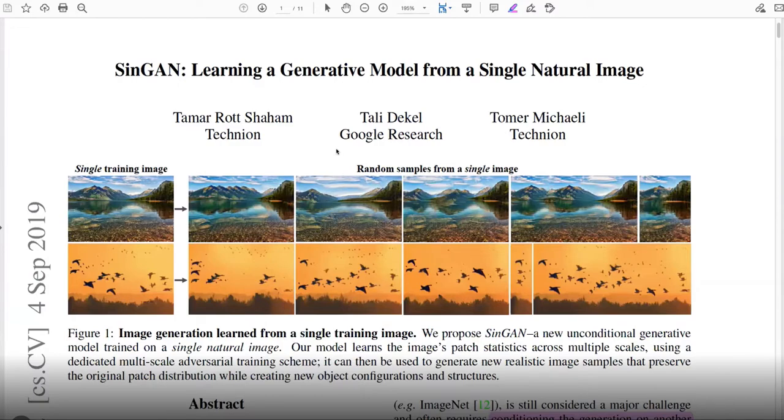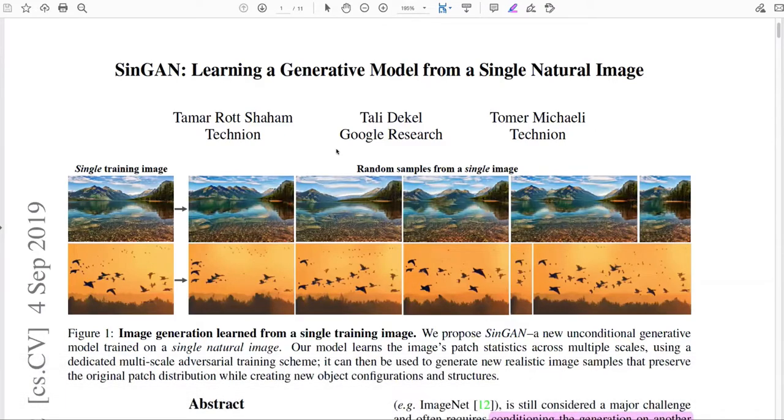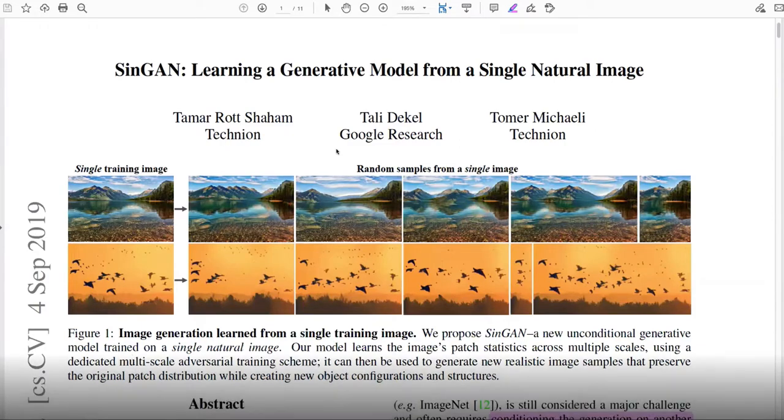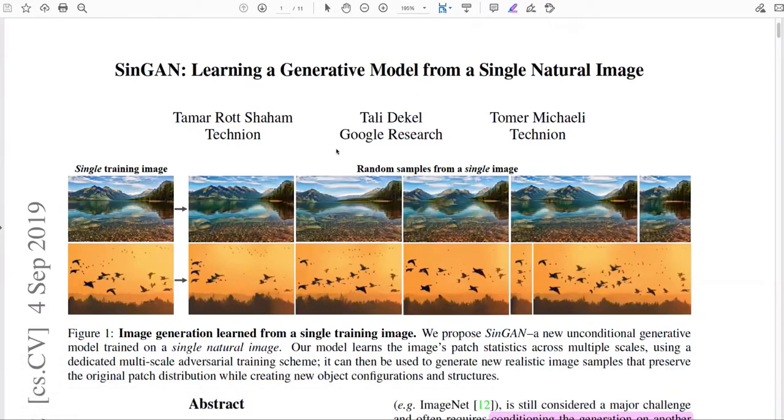The title of the paper is SinGAN, which is learning a generative model from a single natural image. The idea behind this paper is taken from the fact that to be able to do a lot of image manipulation tasks that have to do with style transfer, domain transfer, and all of that requires a lot of images to be able to train. But this work uses just a single image to do all of that. And they get a comparable result with other architectures, other work that use a lot of images.